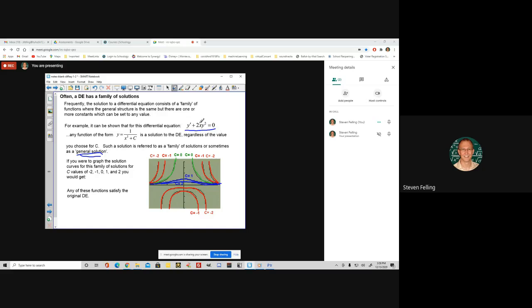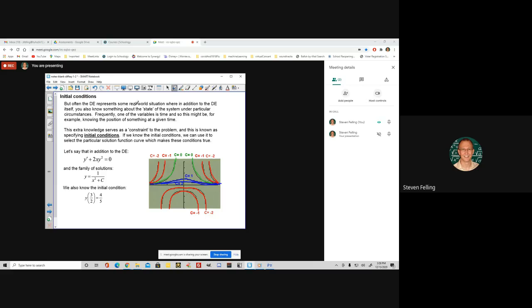Often the differential equation represents some real world situation where, in addition to the differential equation itself, which gives us information about how the rates of change of the variables relate to each other, you may also know something about the state of the system under a particular circumstance. For example, frequently one of the variables is time, so this might be knowing the position of something at a given time. This extra knowledge serves as a constraint to the problem, and it's known either as a boundary condition or an initial condition, or boundary value. Sometimes different books use different words under different circumstances. Our textbook tends to use the word initial conditions.